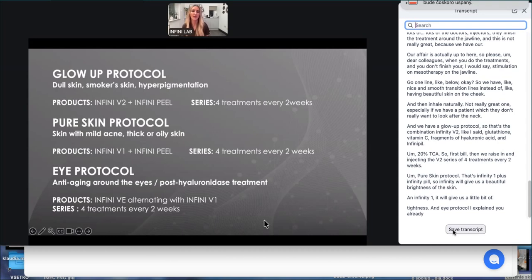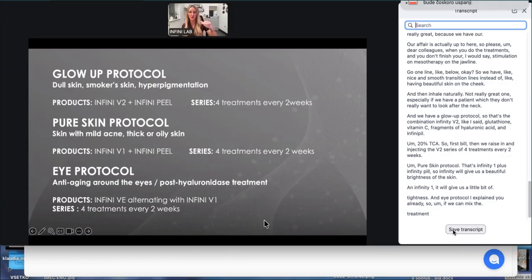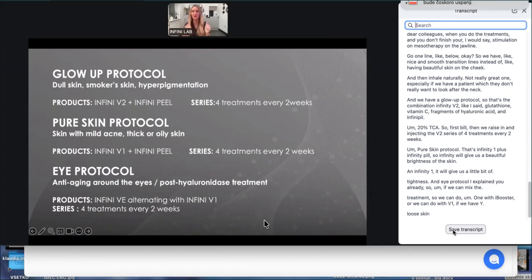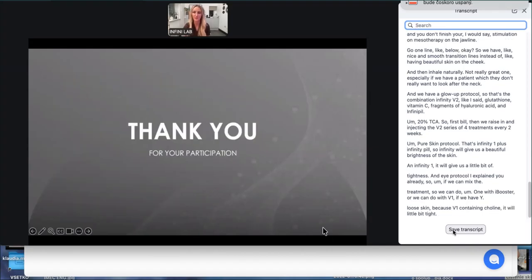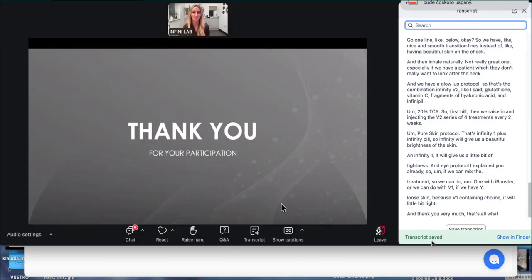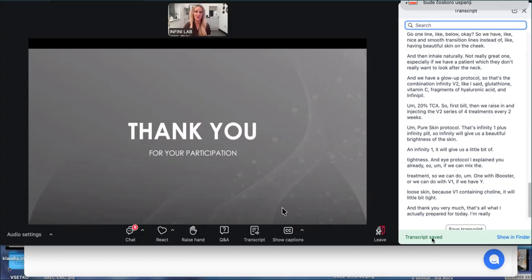So we can mix the treatment, so we can do one with eye booster, or we can do it with V1 if we have quite loose skin, because V1 contains choline, it will tighten up a little bit. And thank you very much. That's all what I actually prepared for today. I'm really sorry that it was so long.